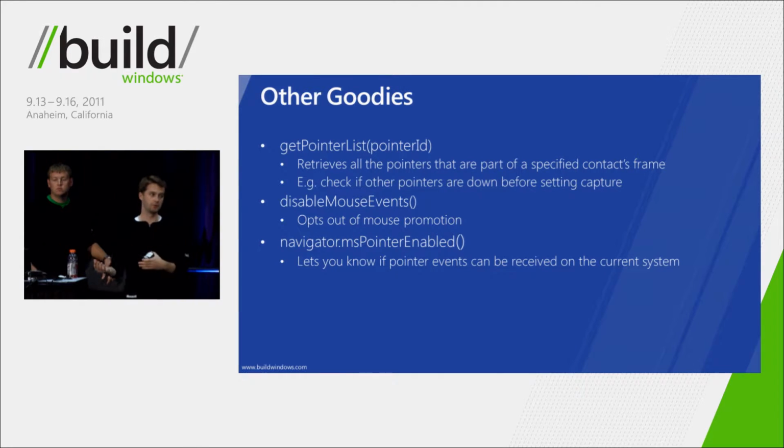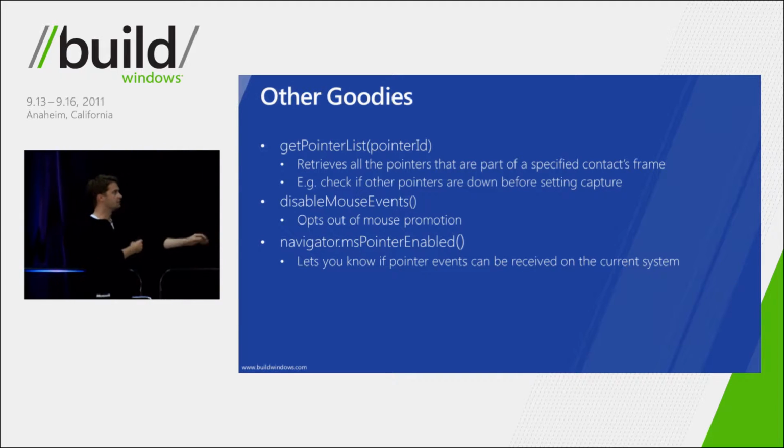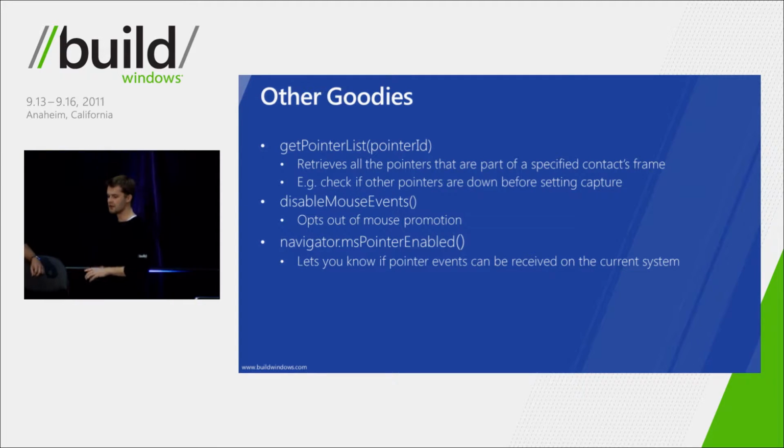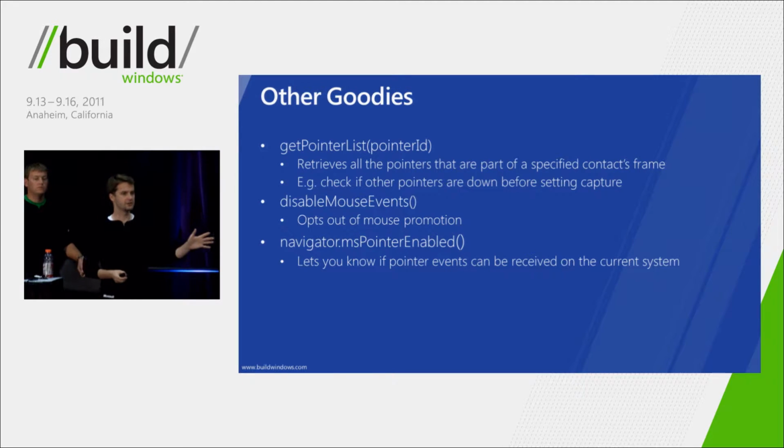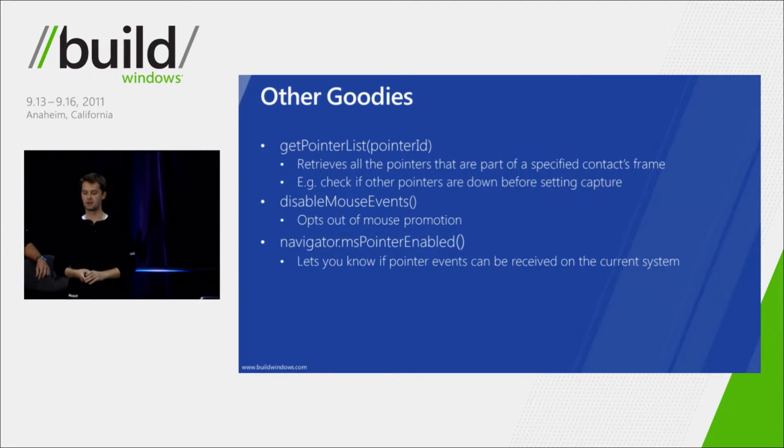Pointers are available both on web pages and in Metro-style apps. So you can use disable mouse events if you don't want that mouse promotion. Maybe you have some legacy mouse behavior, but if pointer events come in, you'll handle those and then disable the mouse events. If you want to check whether pointers are available on whatever client you're running on, you can use navigator.msPointerEnabled. That lets you know whether pointers are available on that system or not.